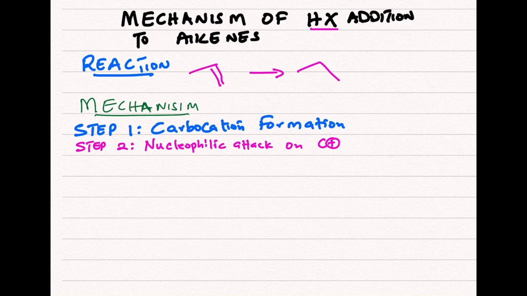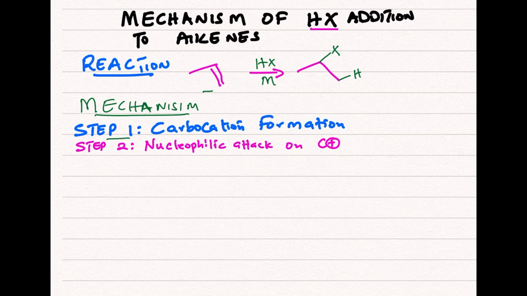So for example, if you're reacting this alkene with HX, we know that this reaction follows Markovnikov addition, so that means hydrogen adds to the carbon with the most hydrogen, while the X adds to the carbon with the least hydrogen. Now the mechanism has two steps.